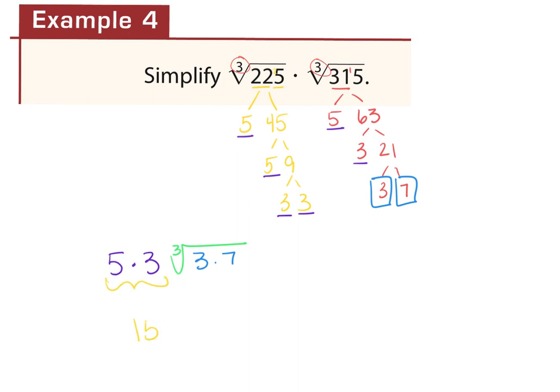5 and 3 is 15. Cubed root of 3 and 7, 21. And that's going to be way easier than multiplying huge numbers and doing some huge factor tree for those numbers, right? As long as they're being multiplied, then all those factors apply to that index that you're looking for.